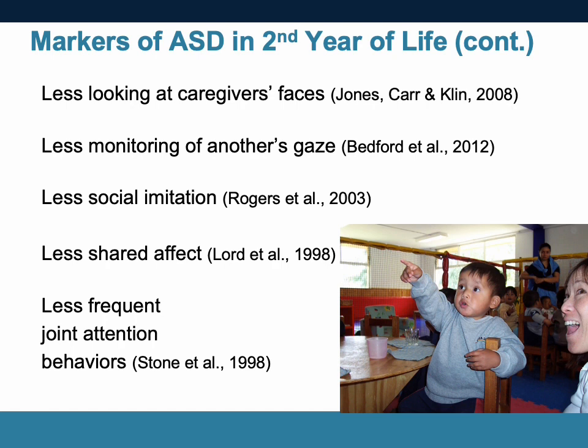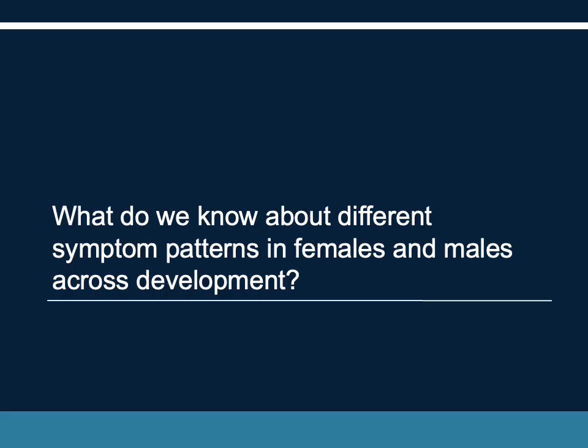So overall, we know that in the first 2 years of life, there are several things that we could be looking for that will help us identify young children who may be presenting with signs or symptoms of an autism spectrum disorder. But what do we know about the different symptom patterns that there may be between females and males across development?